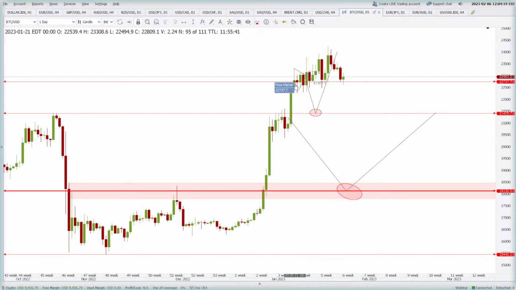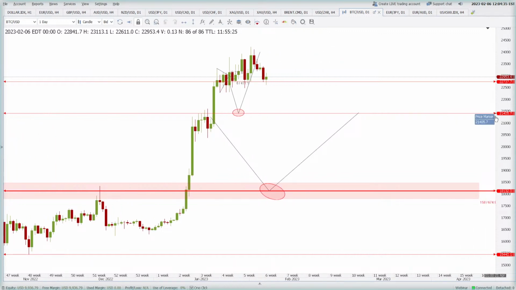22,737 is holding as a very good support as of now. If it holds, then it's fine, but if it breaks, the next stop is 21,405. If that holds, fine. If that doesn't hold, then 18,132 is going to be the next stop. So be careful about your longs if you're holding any.